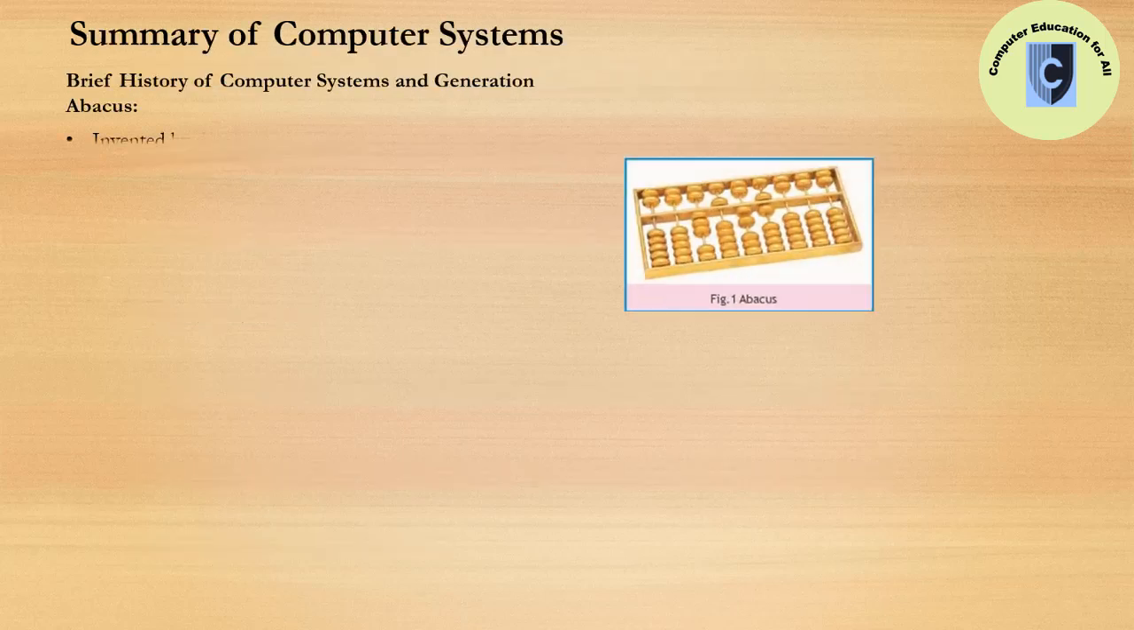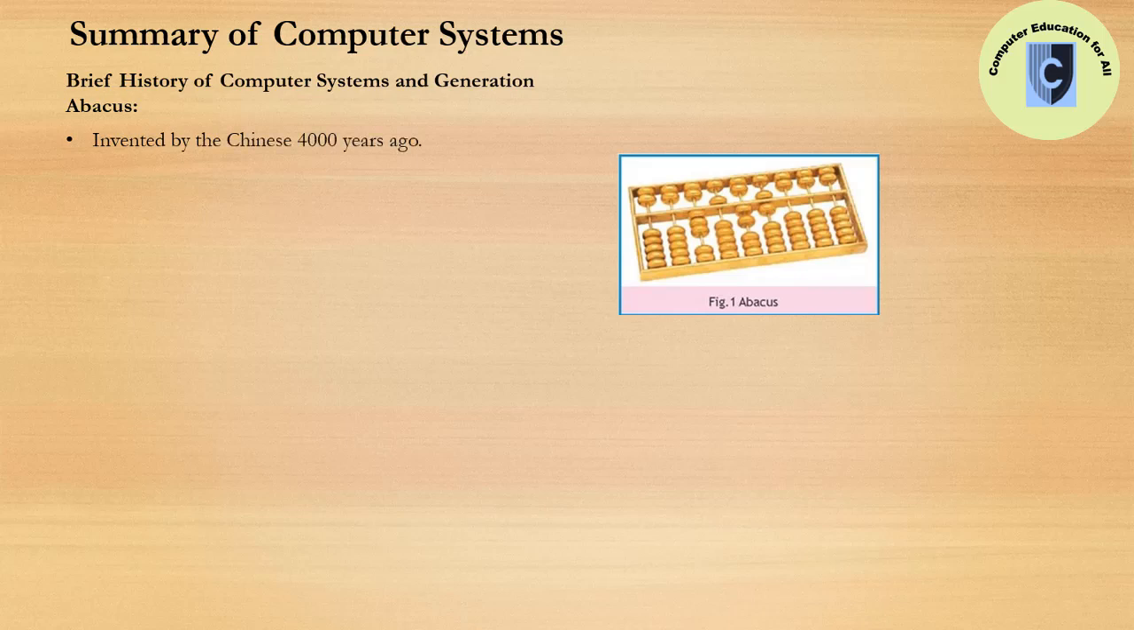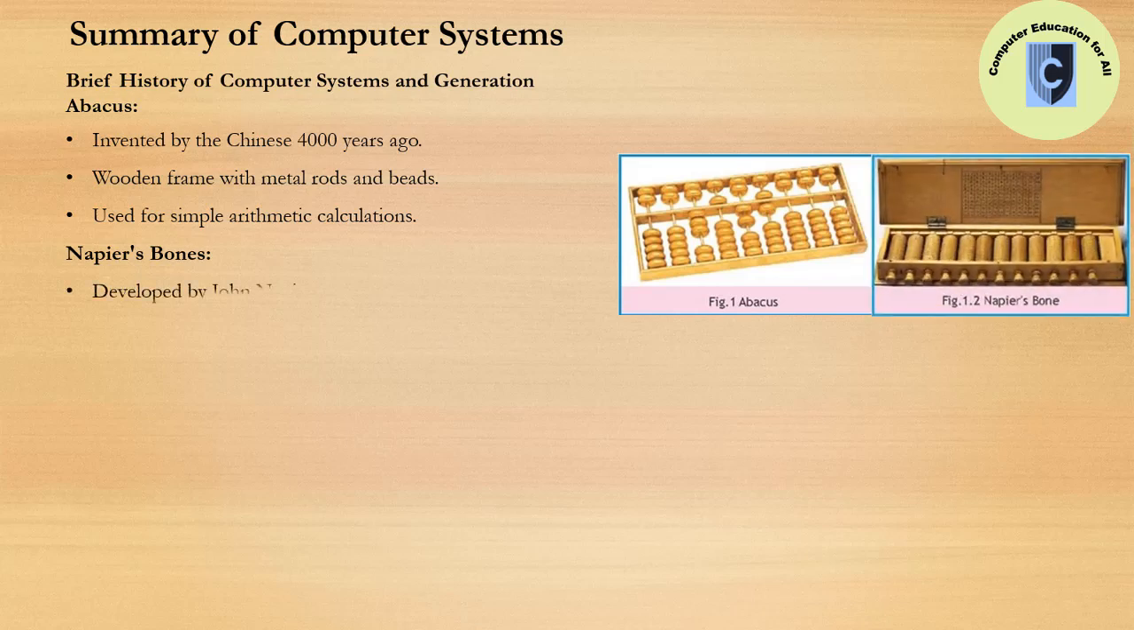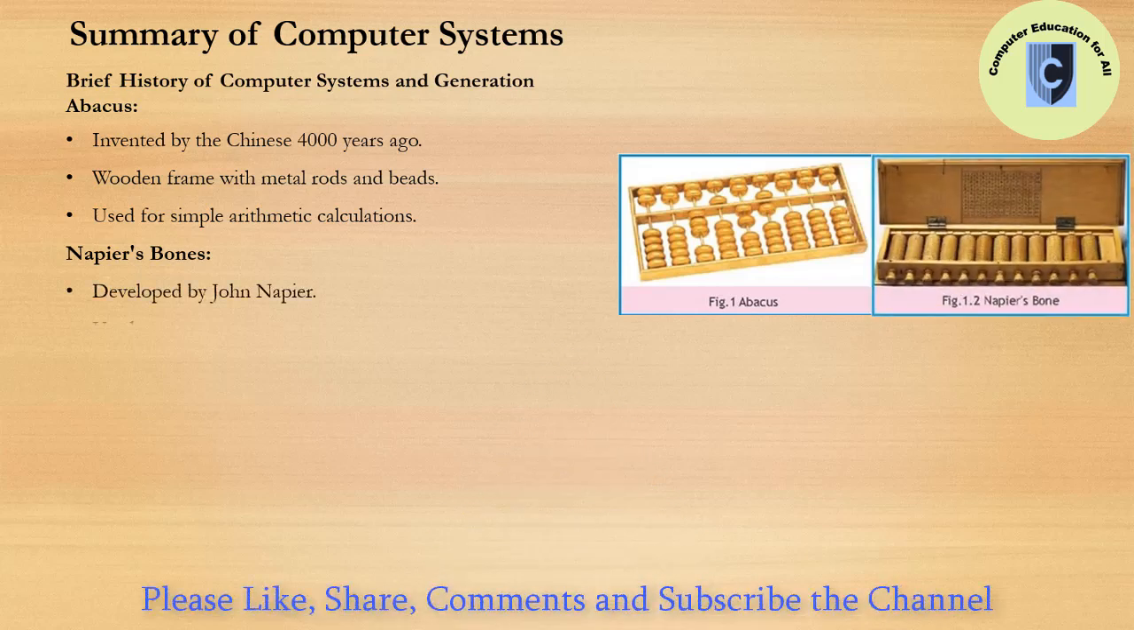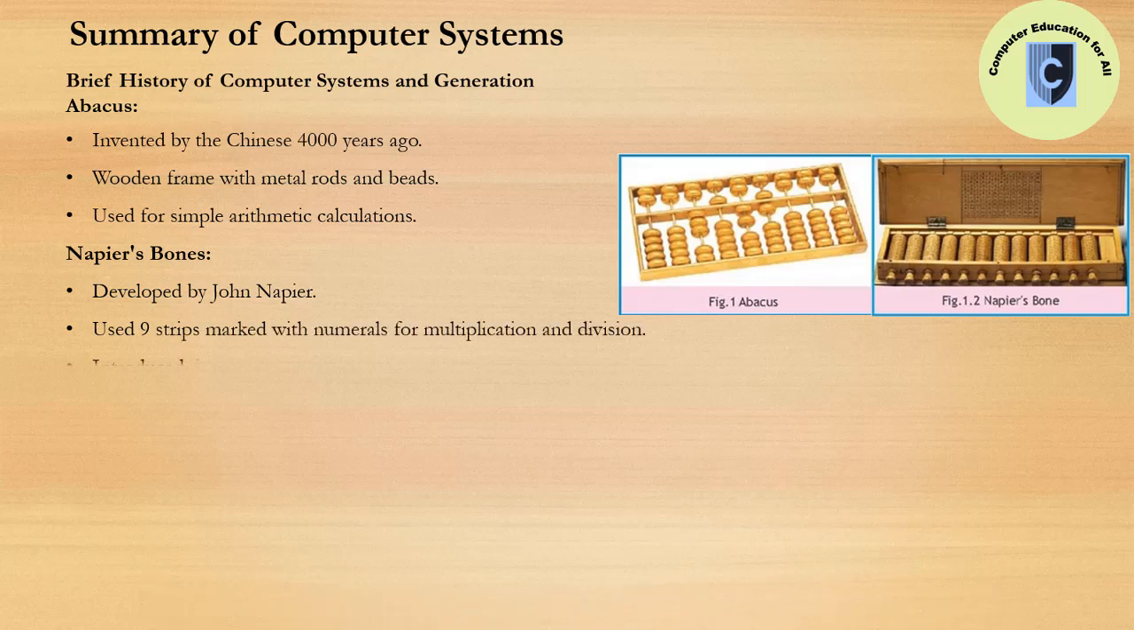Abacus. The abacus, invented by the Chinese 4,000 years ago, was a wooden frame with metal rods and beads used for simple arithmetic calculations. Napier's bones. John Napier developed Napier's bones, which used 9 strips marked with numerals for multiplication and division, introducing the decimal point system.